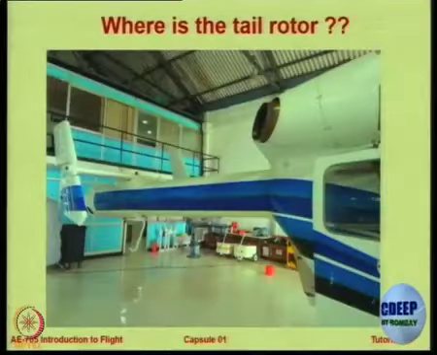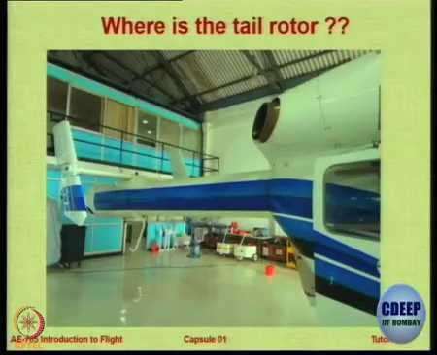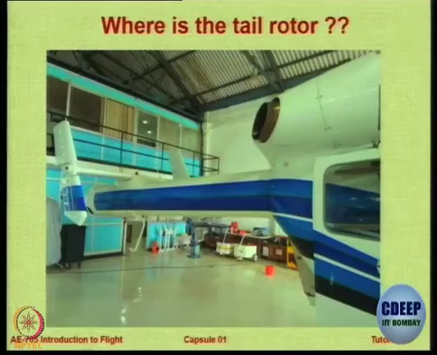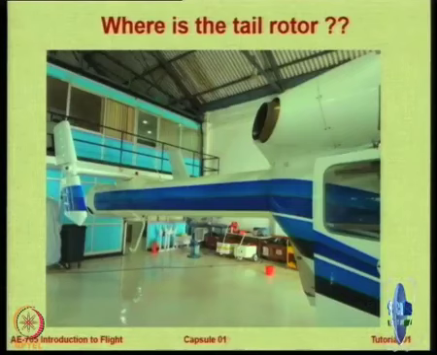This is another helicopter. This is the helicopter in the Tata International hangar. Incidentally, this helicopter is personally flown by Mr. Ratan Tata. He flies it himself. Now I don't see a tail rotor here. So has it gone for maintenance? Or is it not there intentionally? What do you think? Where is the tail rotor in this helicopter?